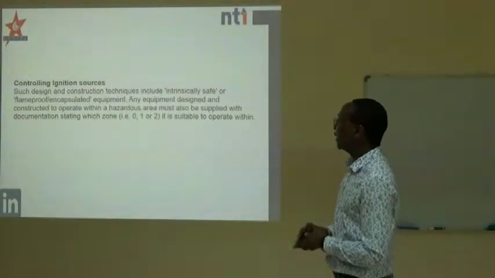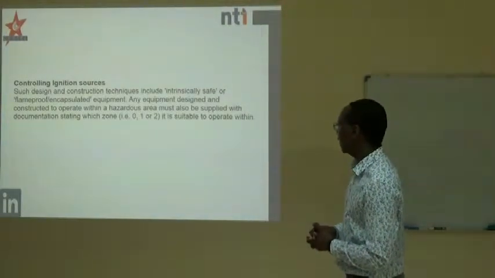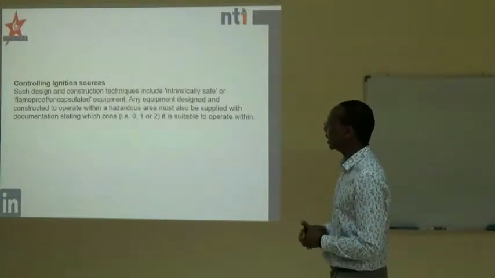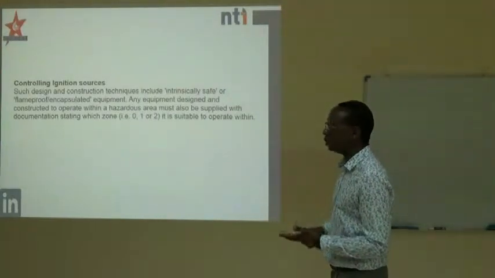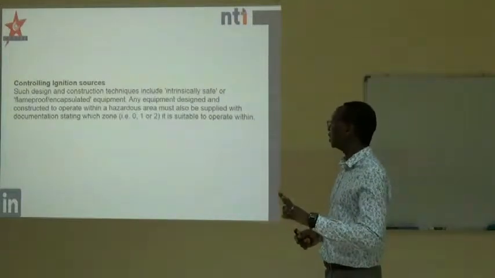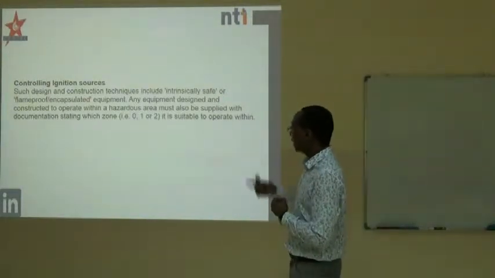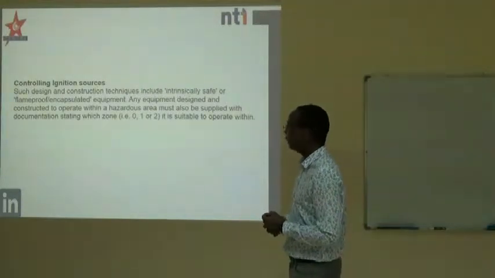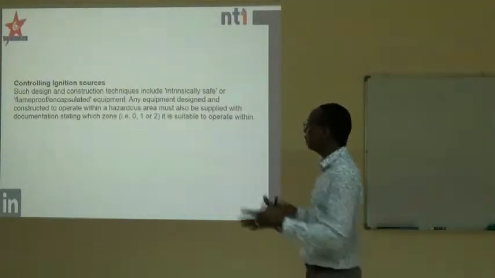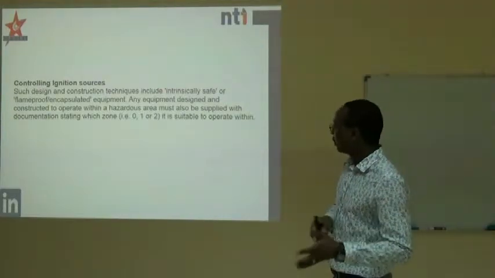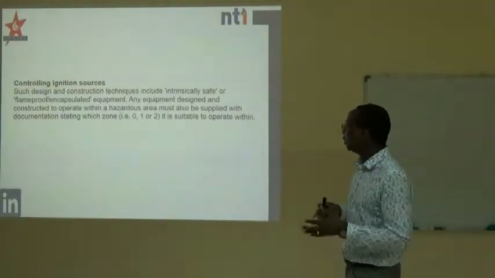Any equipment designed and constructed to operate within hazardous area must also be supplied with documentation stating which zone. So we have zone 0, zone 1, and zone 2, those 3 zones. So equipment can come with a label zone 0, which means this equipment can be used in zone 0. Zone 1, the equipment can be used in zone 1. Zone 2, it can only be used in zone 2.